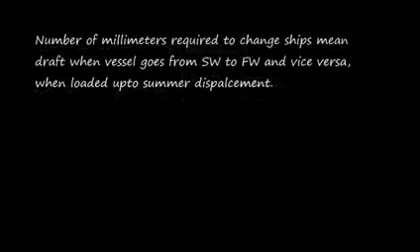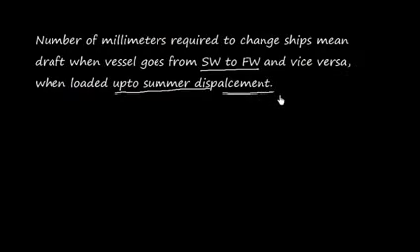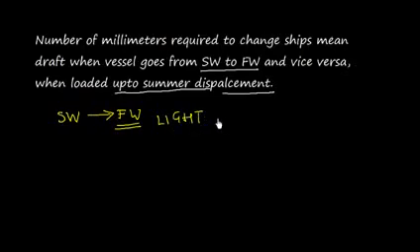Now let us define fresh water allowance. It is the number of millimeters required to change a ship's mean draft when a vessel goes from salt water to fresh water and vice versa when loaded up to the summer displacement, and that is pretty important. First of all, let us understand what happens when we go from salt water to fresh water. The fresh water is much lighter, less dense, so it doesn't support. The vessel will sink here, and this will increase the draft.